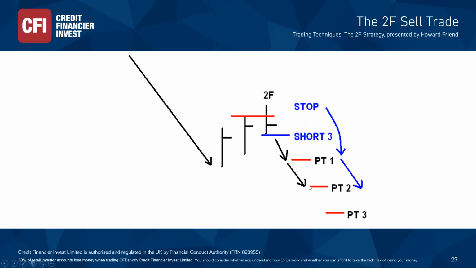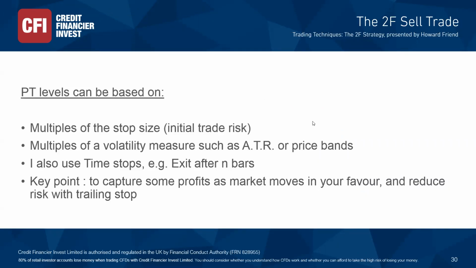And then hopefully the market breaks down to PT3, we close it out, thanks very much, or we just get out on the time-based exit. Again, just to reiterate, PT levels can be based on multiples of the stop size, the initial trade risk. So if we're risking 50 pips on the trade, we're looking to get out maybe at 50 pips on PT1, 100 pips on PT2, and 150 pips on PT3. You can use whatever ratios you like.